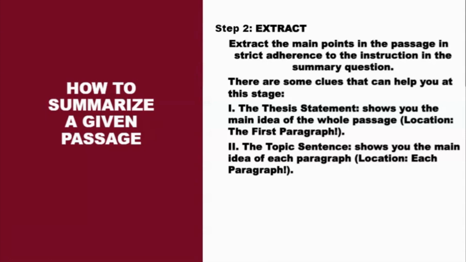Number 2, the topic sentence, which shows you the main idea of each paragraph. So in each paragraph, you can identify the topic sentence, and that summarizes that particular paragraph. Then the third one, context clues. These are the keywords. The keywords will help you to extract the main ideas, okay?